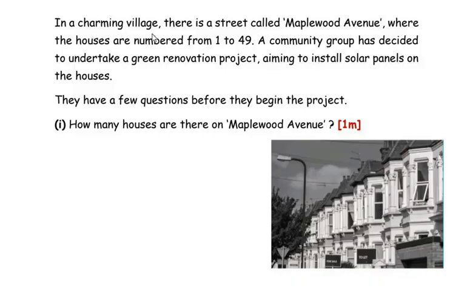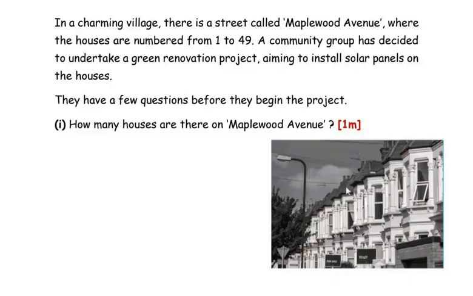In a charming village, there is a street called Maplewood Avenue where the houses are numbered from 1 to 49. A community group has decided to undertake a green renovation project aiming to install solar panels on the houses. They have a few questions before they begin the project. How many houses are there on Maplewood Avenue? So here they have given a picture of a village called Maplewood Avenue. And here we have a certain number of houses which are numbered 1 to 49.